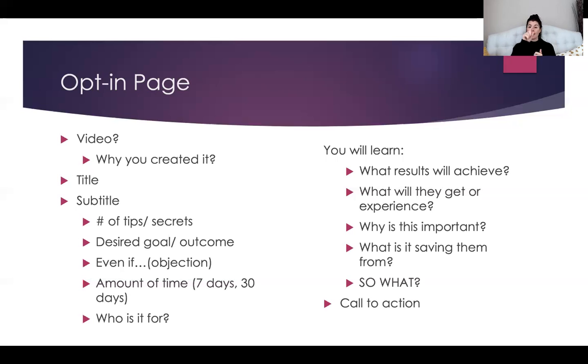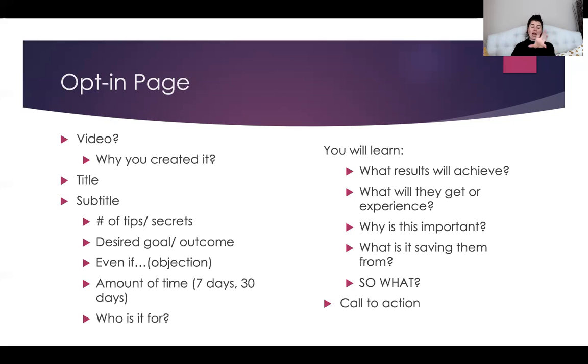On your opt-in page, you're gonna have a title and a subtitle. So let's say your title is The Networking Formula, 5 Secrets to Creating a $1 million Rolodex in the next 7 days, right?